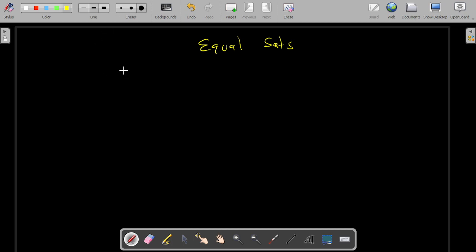Whenever we say that two sets are equal, let's say the set E is equal to the set F, just keep it in mind that E and F are sets. Anything that you see in capital letters is basically a set. So if E is equal to F, then this implies that E is a subset of F and F is a subset of E.